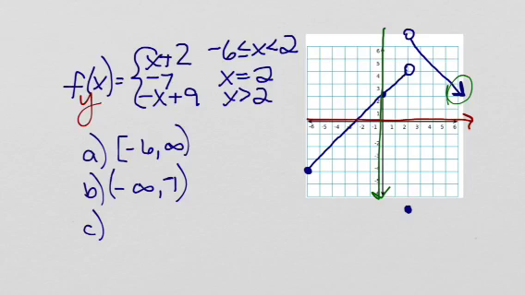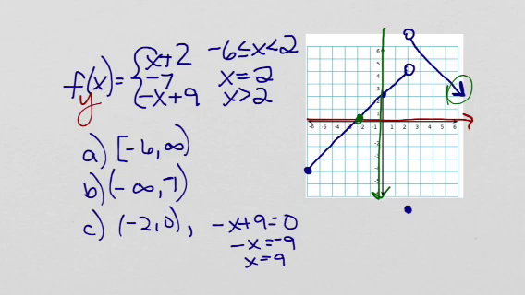My x-intercept is anywhere where my graph crosses the x-axis. So I see that I have one clearly at -2, 0. There's also one that's going to be out here somewhere, so that piece comes from the equation -x plus 9. If I set that equal to 0, I get -x equals -9. So x equals 9. So I'm going to have another x-intercept at 9, 0.